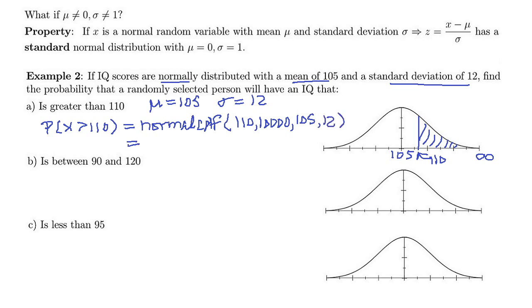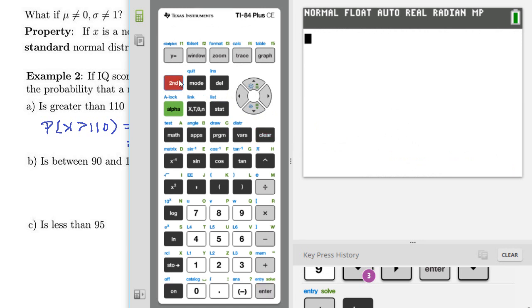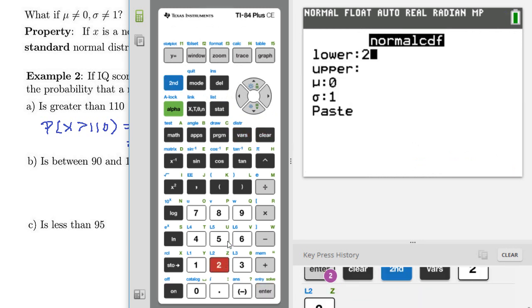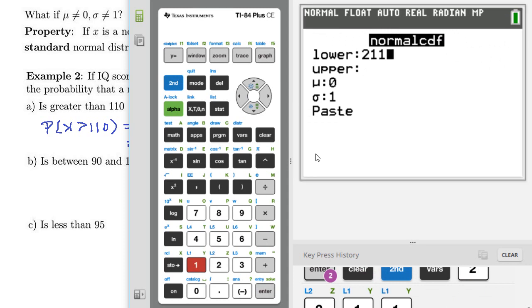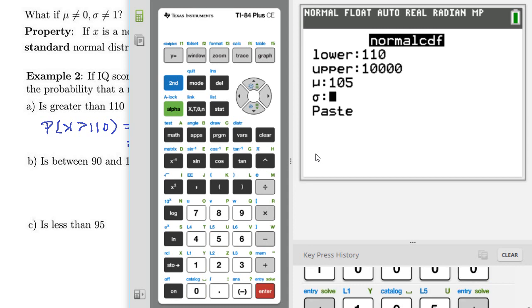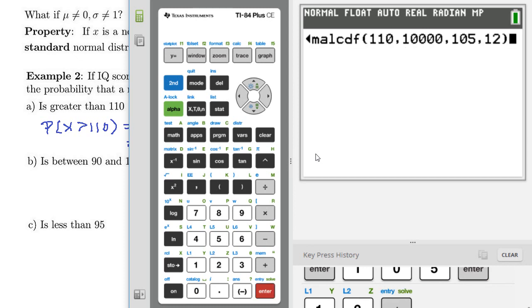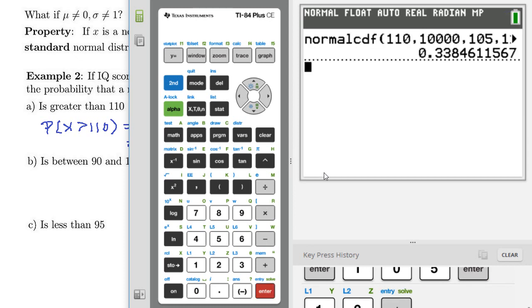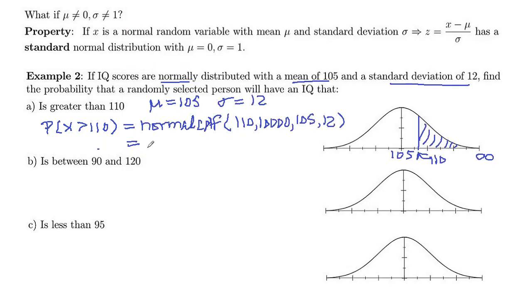So let's go to the distribution menu on the calculator. So second variables, we want normal CDF. Our lower cutoff, 110. And our upper cutoff, infinity, we're going to use 10,000. Our mean, 105. Standard deviation, 12. Now we can paste and enter: 0.3385. And that means that this area is 0.3385.